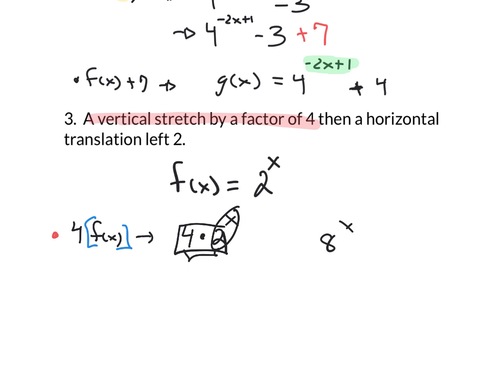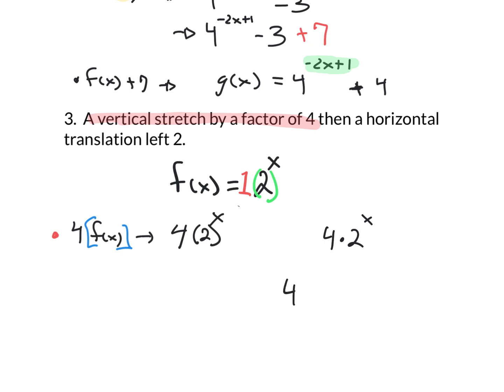So a lot of kids will want to multiply 8 and get 4 times 2 and get 8x, and that's where they go wrong. So remember, this is the base, and there's really like a hidden 1 out in front of there. So when you multiply by 4, it's just going to be 4 times, and you can even put a parentheses to emphasize 4 times 2 to the x, or you could write 4 times 2 to the x. But it's not really right to leave it as 4 times 2 to the x.